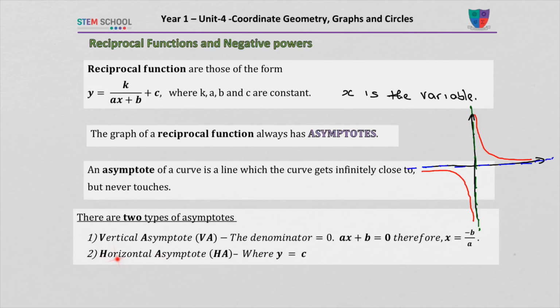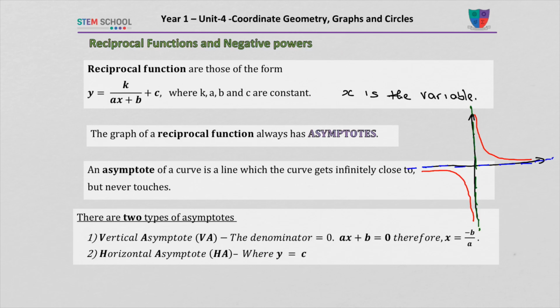The horizontal asymptote is the second one, where y equals c. Again, as its name says, it's a horizontal line. It crosses the y-axis, and that's the line the curve will approach but never touch. So those are the two types of asymptotes that come with reciprocal functions and negative powers.